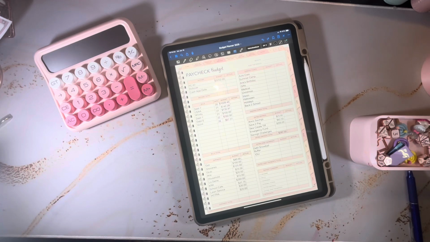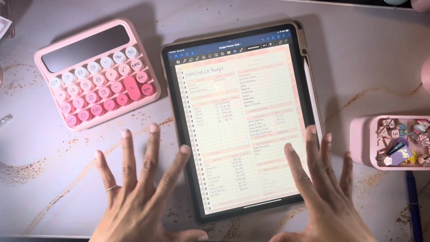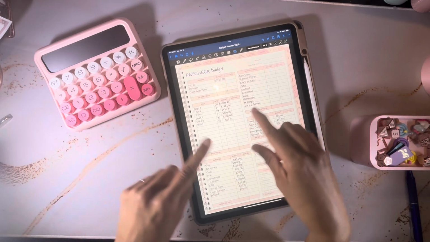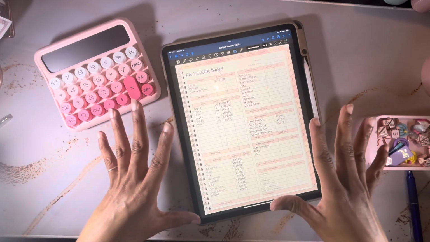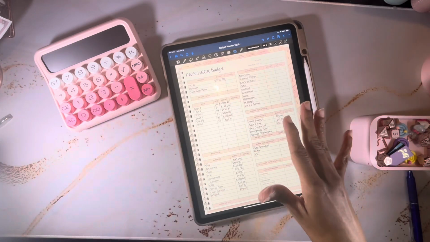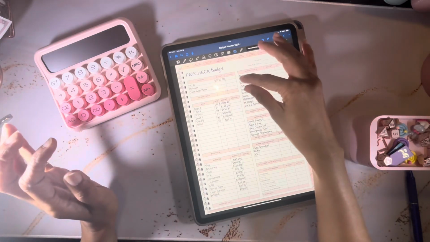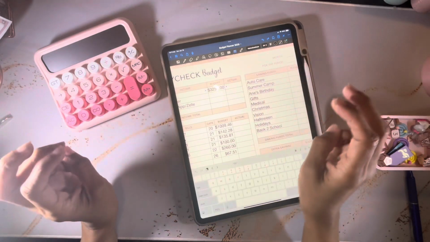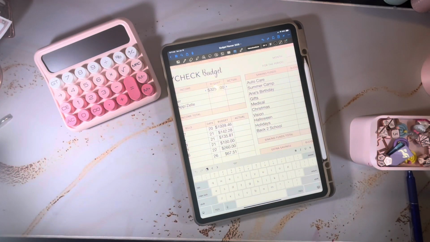Today's video is going to be me doing my Paycheck 2 budget for January. So let's go ahead and get started here. This is kind of like my template that I use for my paychecks, and some of this is not the same. So I'm going to go in and change the things that need to be changed, and then we'll move forward here.